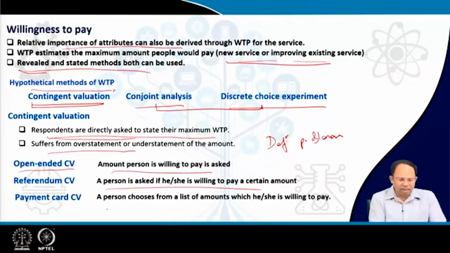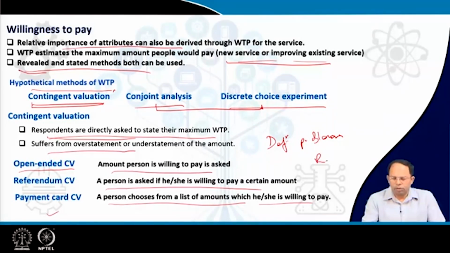So finally, a payment card CV is where a person chooses from a list of amounts which he or she is willing to pay. I can put down all the options in a list, and he can mark out which one he's willing to pay. So these are the different types of ways we can do a WTP survey. But at the end of the day, we have to do regression to determine what is the willingness to pay.